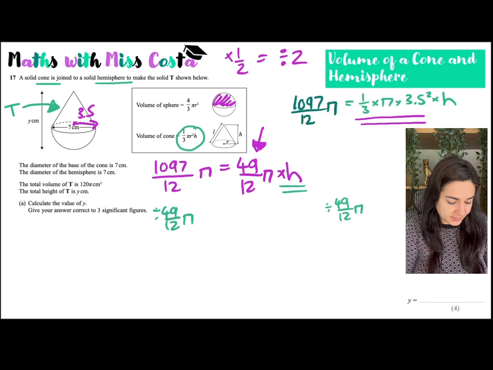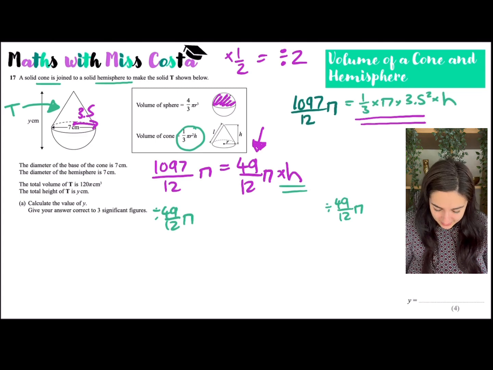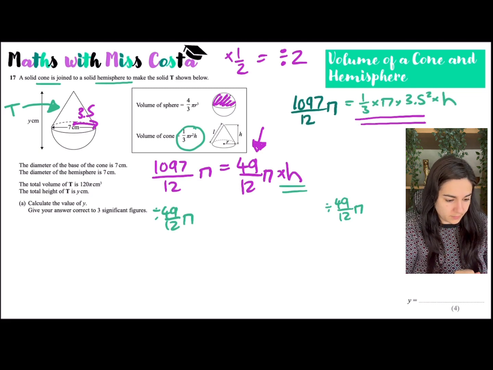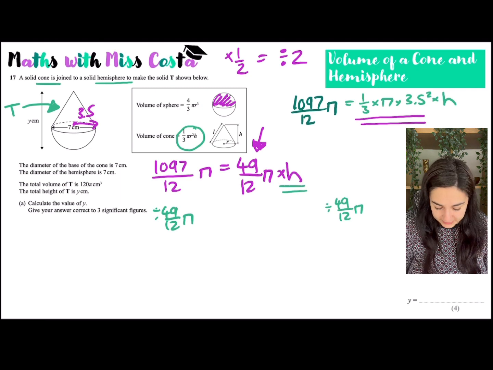So 1097 pi over 12, I miss my old calculator, I don't like these new ones, take away 49 pi over 12 equals, oh, sorry, the calculator distracted me. So I'm dividing it, and it equals 1097 over 49. So h equals 1097 over 49.